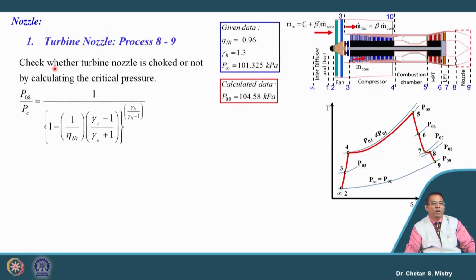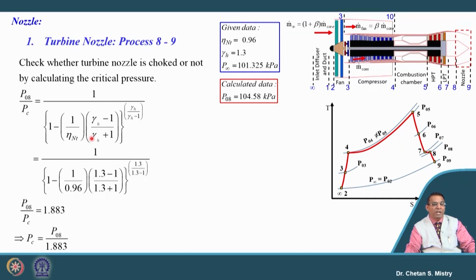Okay. Now, as we move ahead, we have our component as the turbine nozzle. So, for this turbine nozzle, we will write down the equation for P08 by Pc, which is the critical pressure ratio. That is a function of nozzle efficiency and specific heat ratio. So, we have information about the specific heat ratio as 1.3 and nozzle efficiency to be 96%. If we put these numbers, then this critical pressure comes to be 55.54 kilopascal.